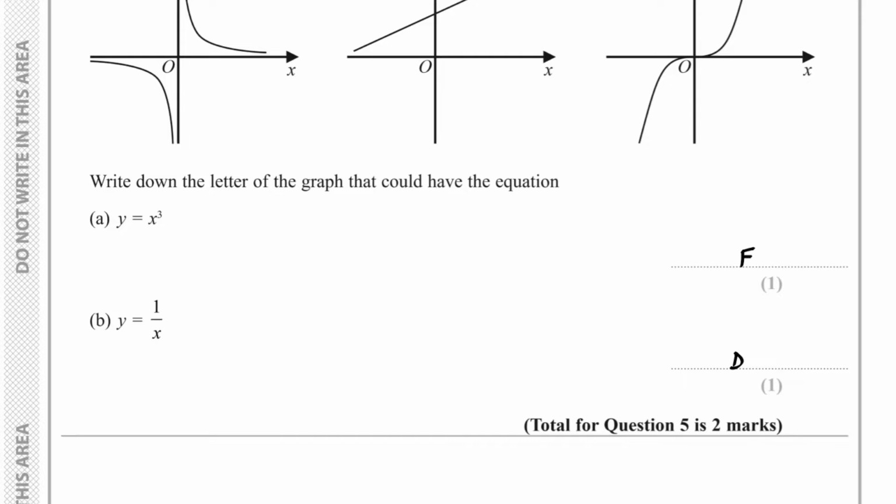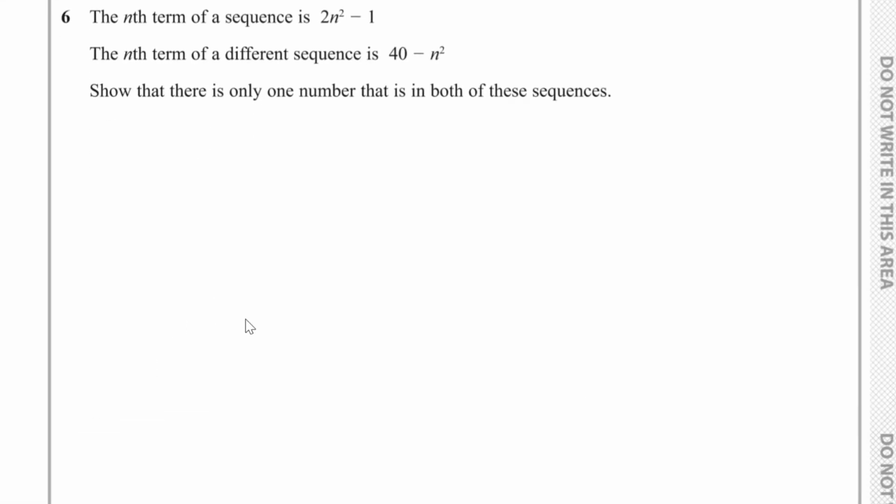Hopefully that answers that. And now for question number 6, the nth term of a sequence is 2n squared minus 1, and the nth term of a different sequence is 40 minus n squared. We have to show that there is only one number that is in both of these sequences. This is a bit of a difficult question, but I think the best way to go about it is to list the first couple of terms.